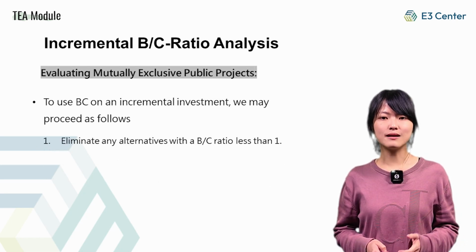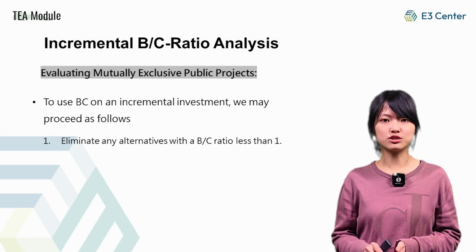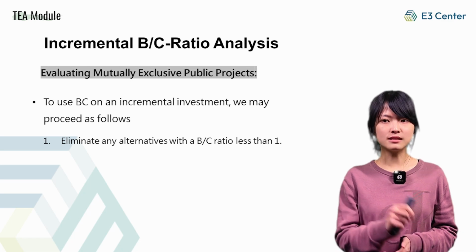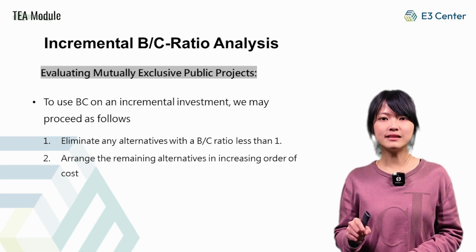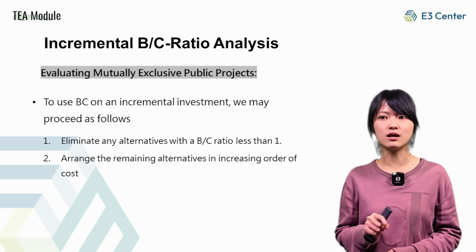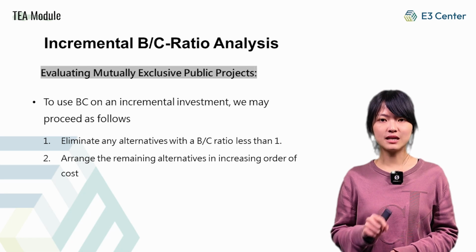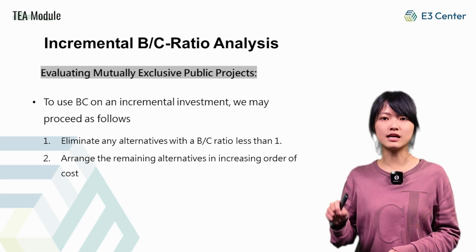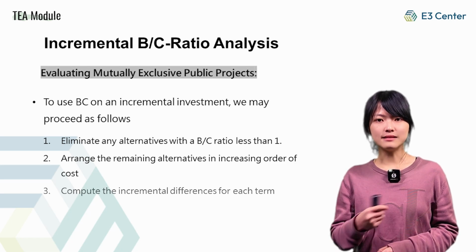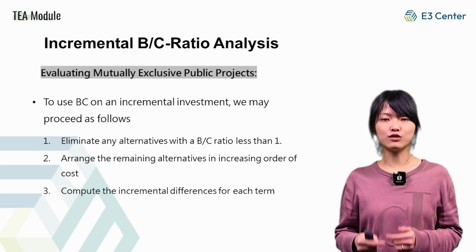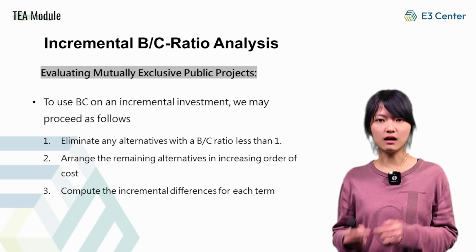First, we begin by eliminating any project option with a BC ratio less than 1, because these are not economically viable, right? Then we arrange the remaining alternatives in increasing order based on their cost. This helps in comparing each progressively more expensive option against the cheaper one. And next, for each pair of alternatives, compute the differences in benefits and cost.